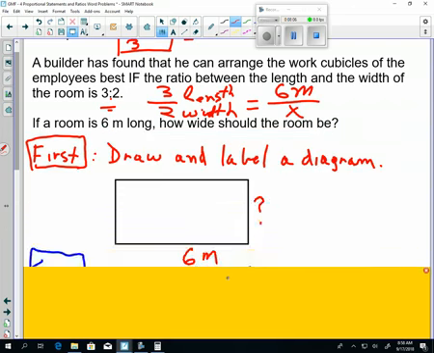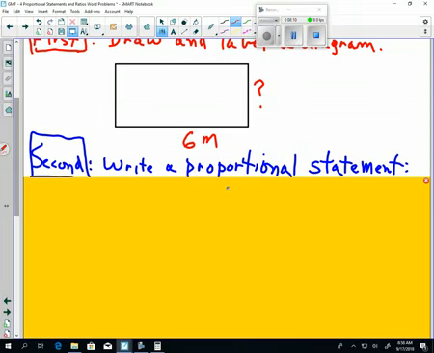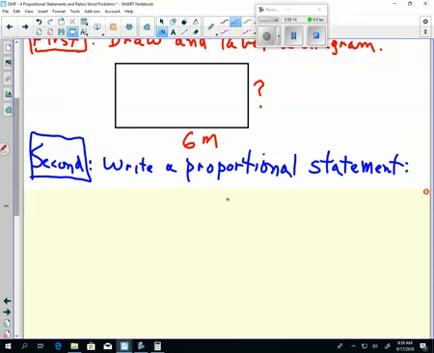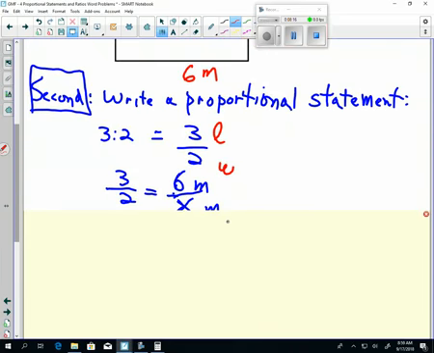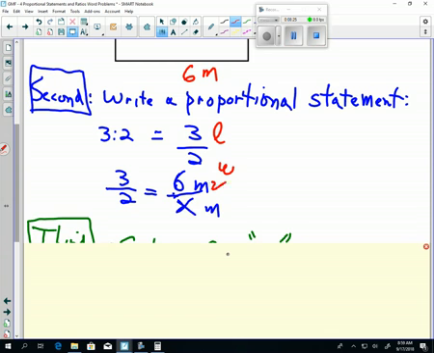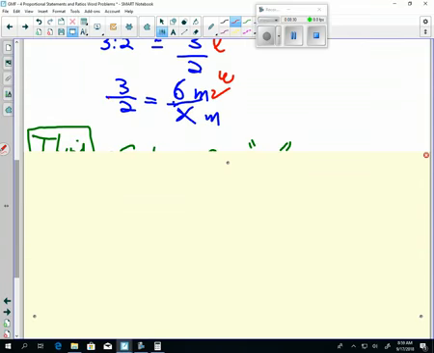So we draw the diagram to show what we have. We have 6 meter length, we don't know what the width is. Write the proportional statement. 3 over 2 is 3 over 2 in a fraction. Length over width. Write the proportional statement. 3 over 2 equals 6 meters over x, because that's what they tell us the real length is. That's like a scale here.